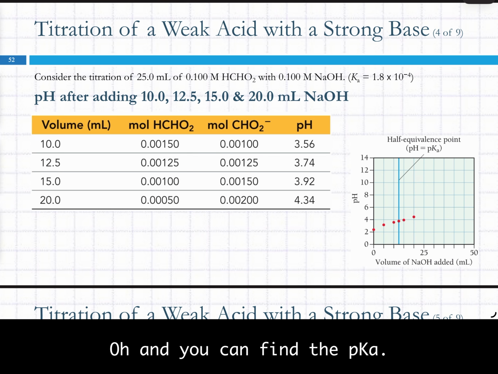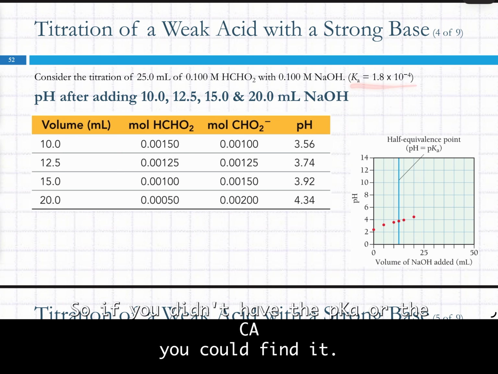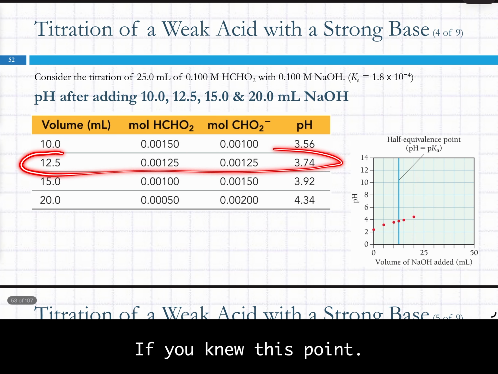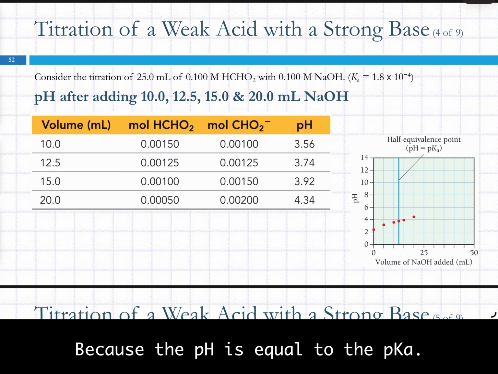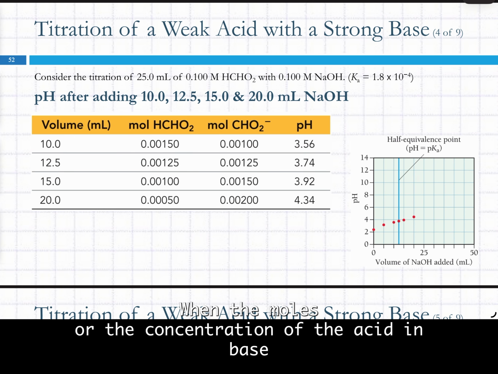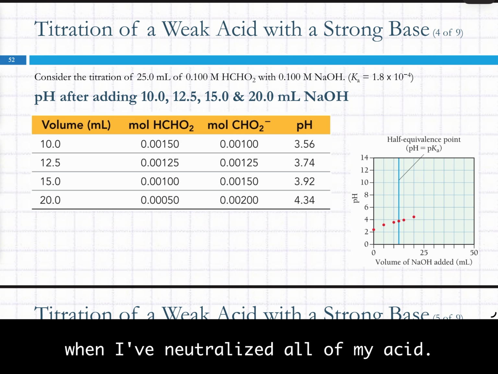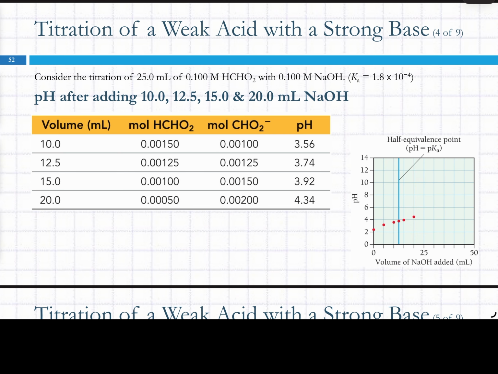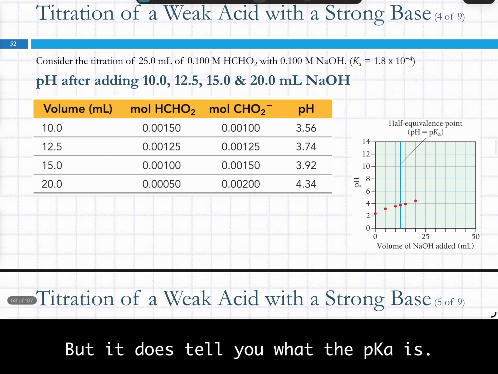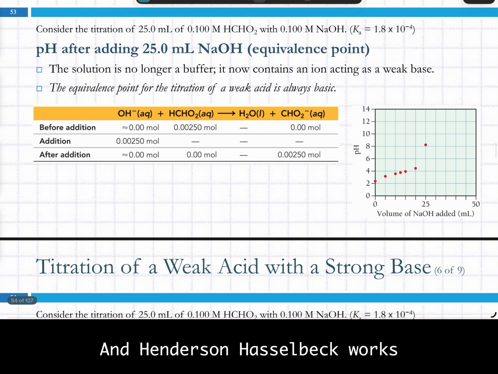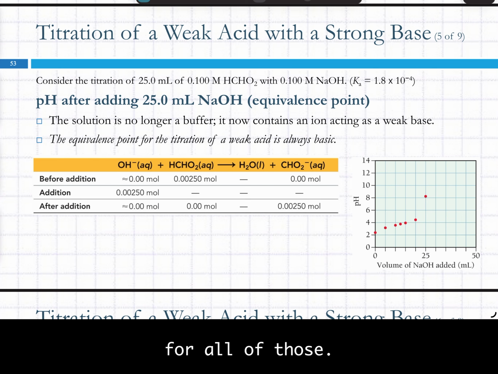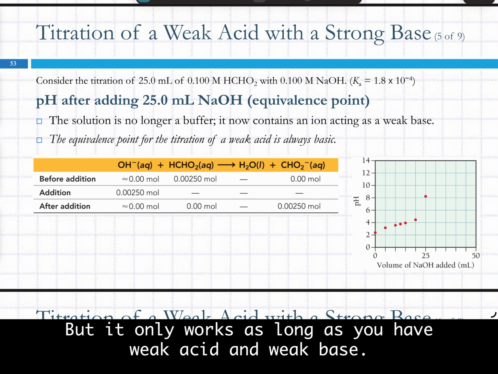Oh, and you can find the pKa. So if you didn't have the pKa or the Ka, you could find it if you knew this point, because the pH is equal to the pKa when the moles or the concentration of the weak acid and weak base are the same. It's not the equivalence point. The equivalence point is when I've neutralized all of my acid. But it does tell you what the pKa is. And Henderson-Hasselbalch works for all of those, but it only works as long as you have weak acid and weak base.